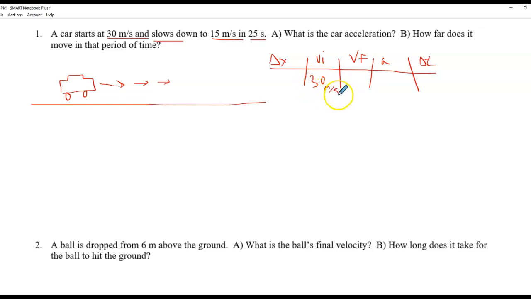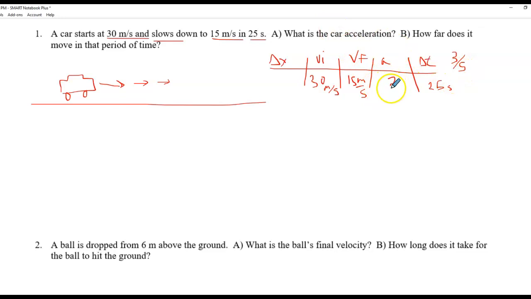Again, it's implied that it's positive. You don't have to write it out. It slows down to 15 meters per second, so 15 meters per second is going to be the final. It might not be the exact final, but it means it later. And then 25 seconds, that's our time. So we're going to use those 3 givens out of the 5, which is what you need. As soon as you get 3 out of 5, you're good. And we're going to solve for the acceleration.